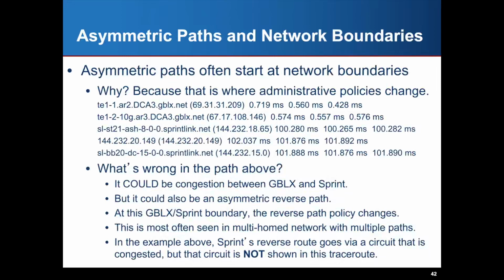It could be an asymmetric reverse path. So at this particular boundary, the reverse path policy changes. And where you really see this come into play is in multi-homed networks. So for example, the network that was sending this original packet wasn't single-homed to Global Crossing, it was multi-homed. So as soon as the packet crossed the border, as soon as it hit Sprint, Sprint now looked at it and said, well, what's the path that I prefer? And it preferred a non-Global Crossing path. So it preferred a completely different path that we don't see here, and that's the cause of the latency, but it's invisible to us from only this route.